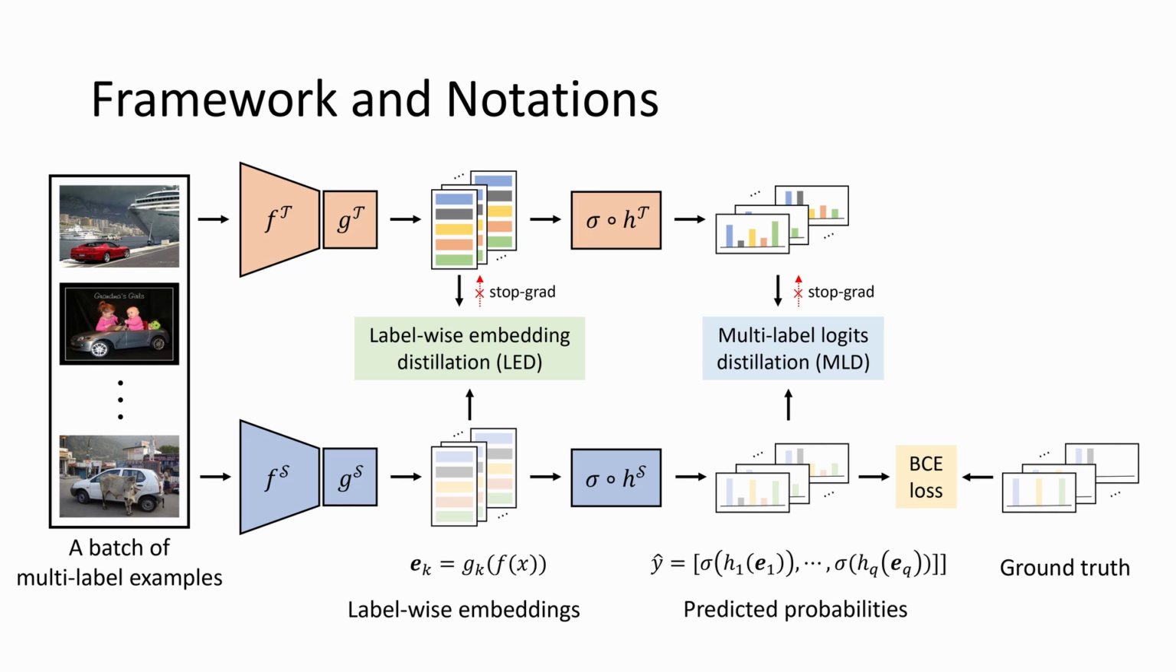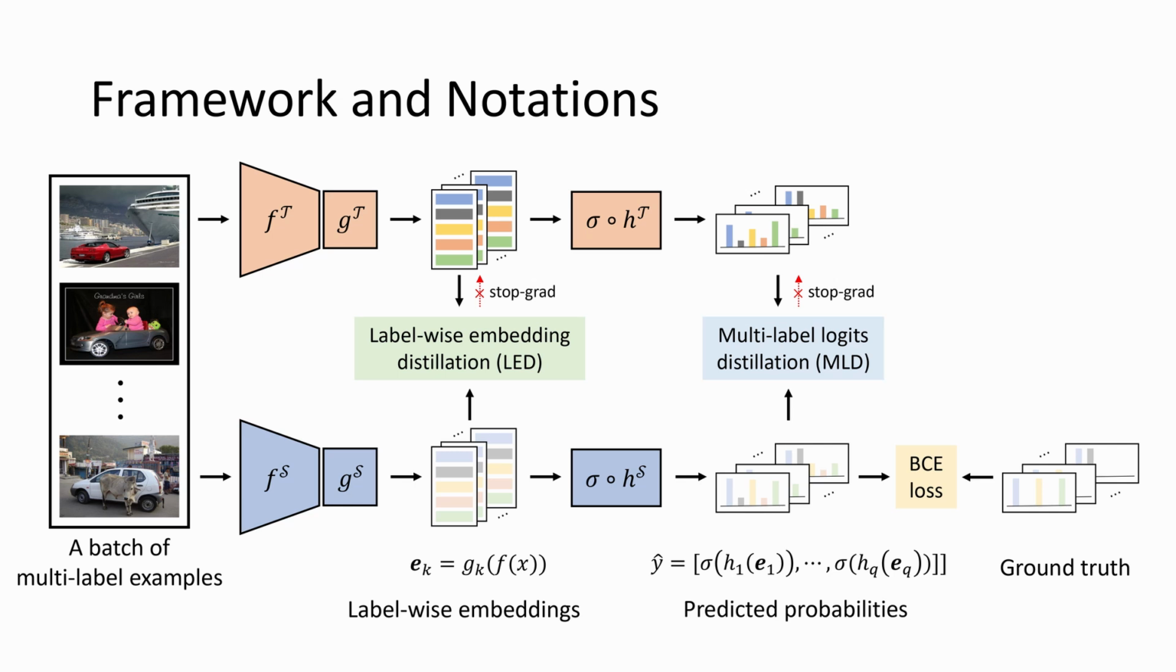It is noteworthy that the model used is very general, and can be built by equipping commonly used backbones, such as ResNet, with a label-wise embedding encoder. For the notations mentioned above, we use the superscripts T or S to denote the teacher or student model. For example, we use EKT and EKS to denote the label-wise embeddings for the teacher and student models.